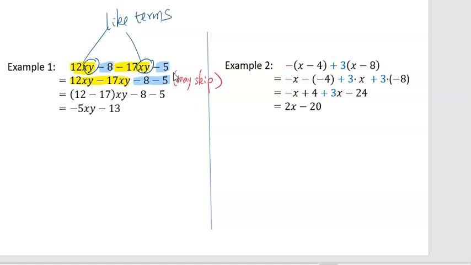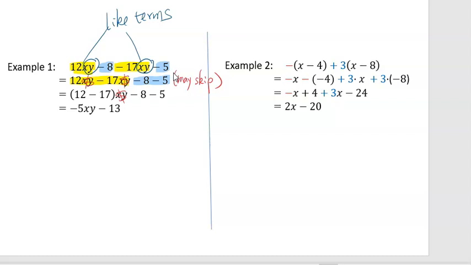Okay, so now how do we subtract the 17xy from 12xy? You can think of this xy as like a dollar sign. So if you have $12 minus $17, what would be the answer? Of course, the dollar sign will not change, so you will get the dollar. But what you need to do is take 17 away from 12. So that's what I put in here.